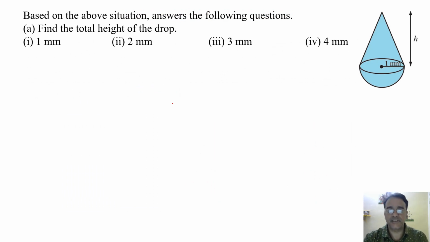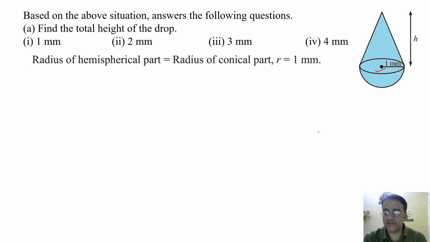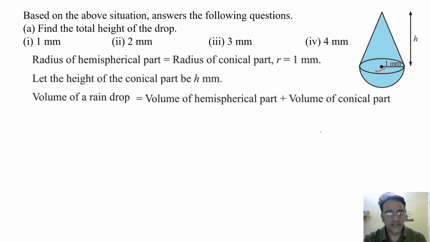Find the total height of the drop. Now the radius of this hemisphere will be the radius of the conical part. Let the height of the conical part be h millimeter, and so volume of raindrop will be equal to volume of hemispherical part plus volume of conical part, and the volume of raindrop is already given, 3.14. So what is the volume of hemispherical part? 2 upon 3 pi r cube, and volume of conical part is 1 upon 3 pi r square h. So we'll substitute all the values. Now from this we can take 1 upon 3 pi r square common.